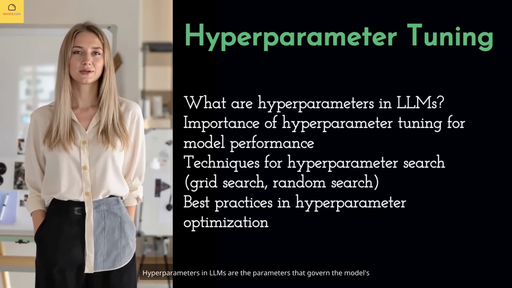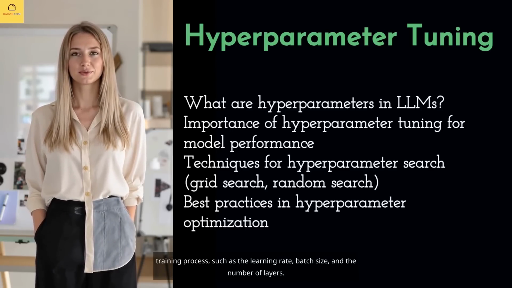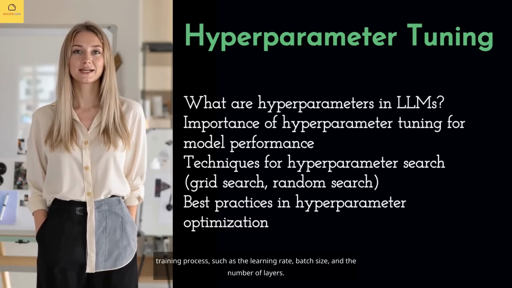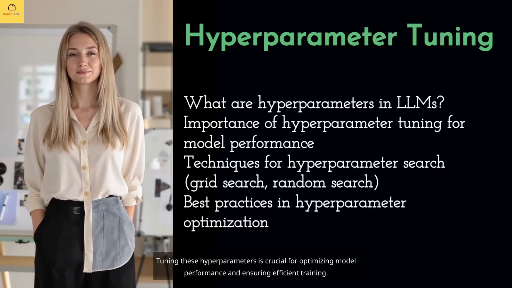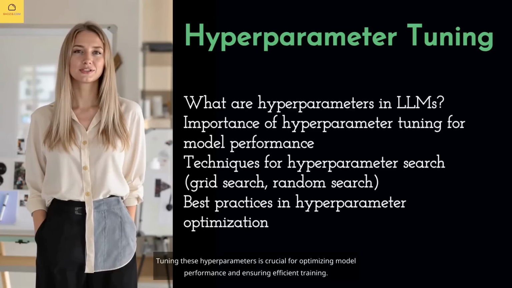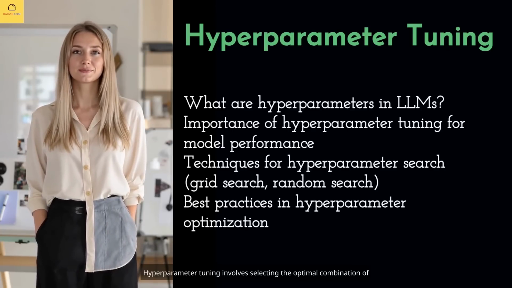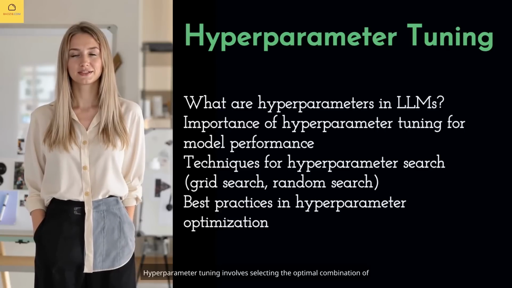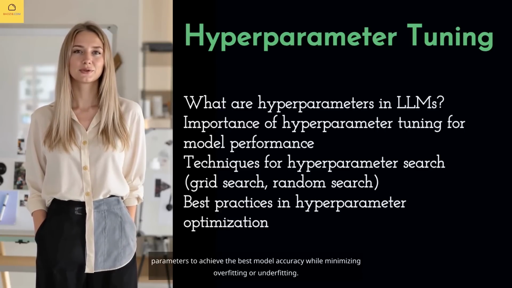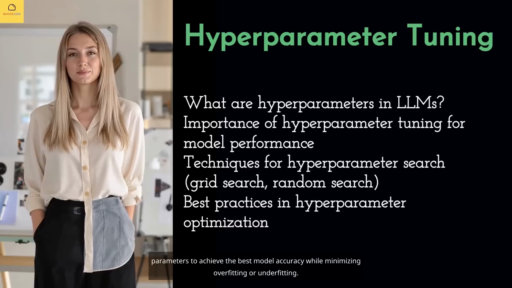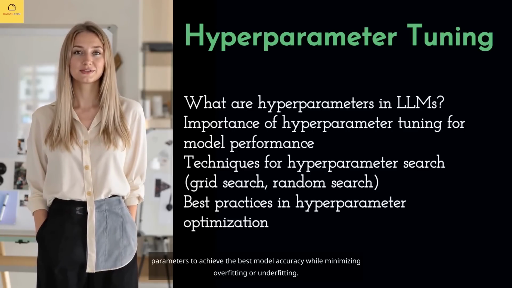Hyperparameters in LLMs are the parameters that govern the model's training process, such as the learning rate, batch size, and the number of layers. Tuning these hyperparameters is crucial for optimizing model performance and ensuring efficient training. Hyperparameter tuning involves selecting the optimal combination of parameters to achieve the best model accuracy while minimizing overfitting or underfitting.